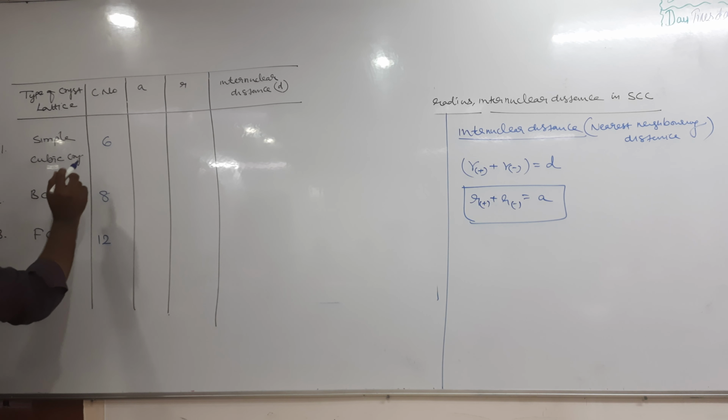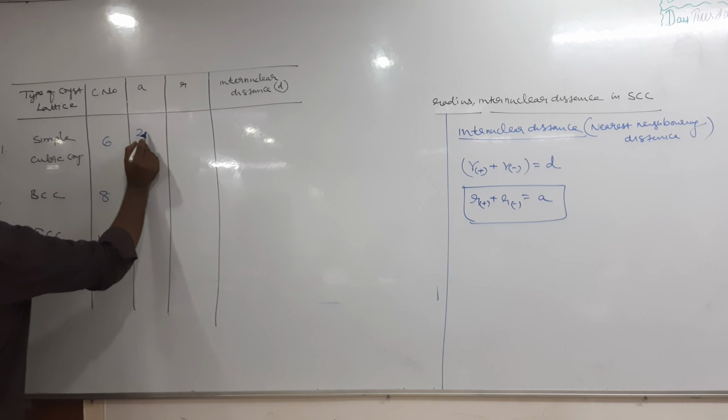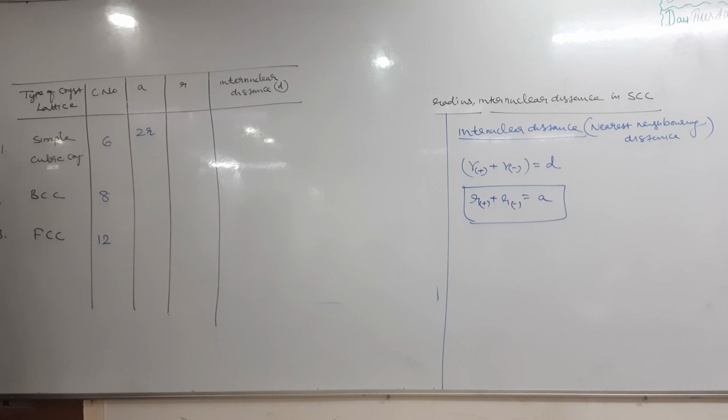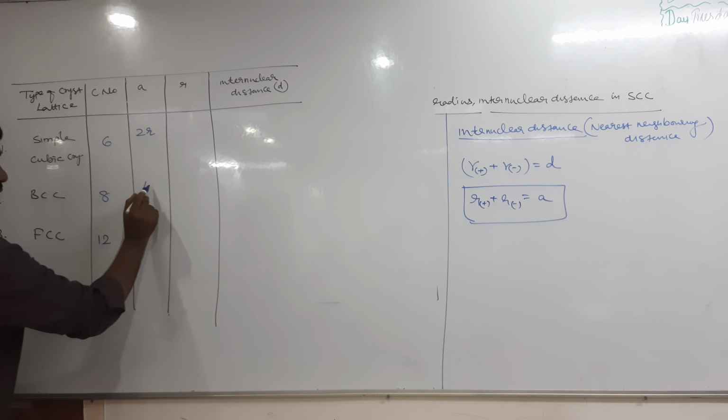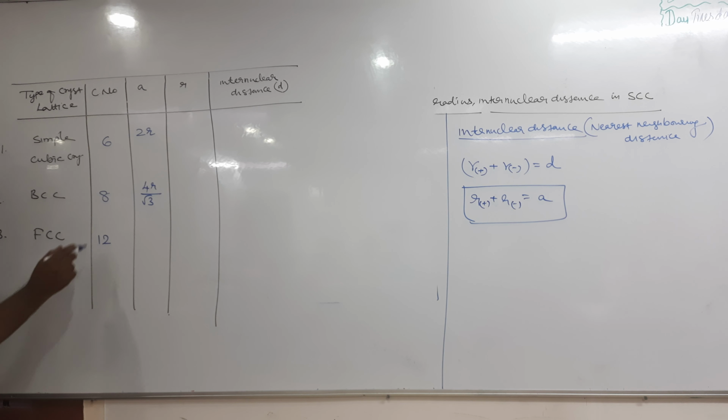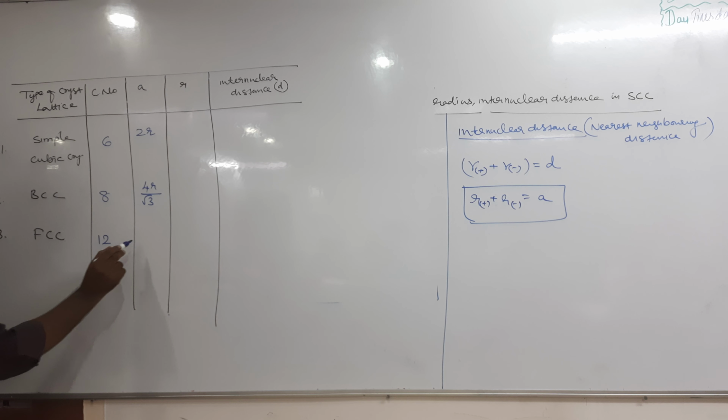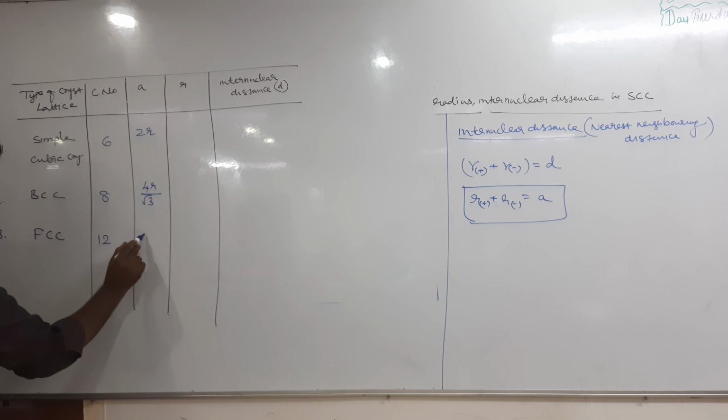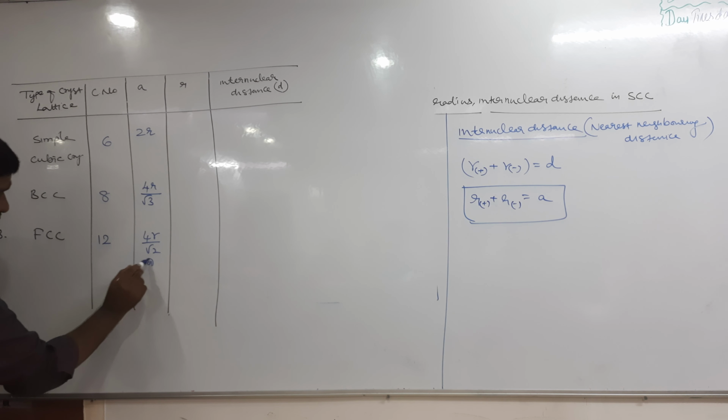Next, what is the edge length? A equal to 2R. Important. What is the edge length in BCC? 4R by root 3. Next here, can I take 2 root 2 R? 4R by root 2. That is also okay.